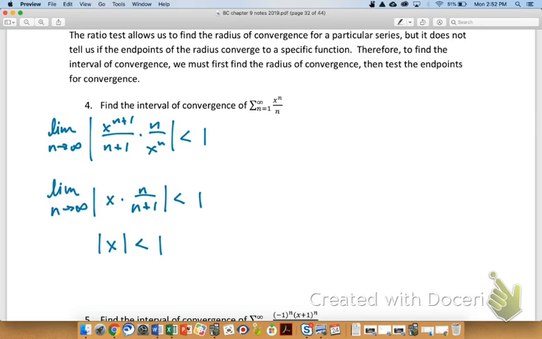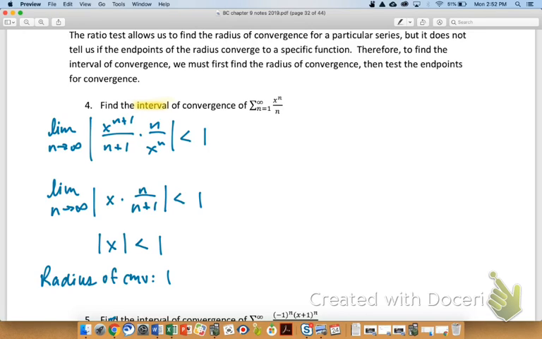Okay, so once you get the absolute value of x isolated, then the number that it's less than is the radius of convergence. So I agree with those of you that said the radius of convergence is 1. I will put radius of convergence is 1.